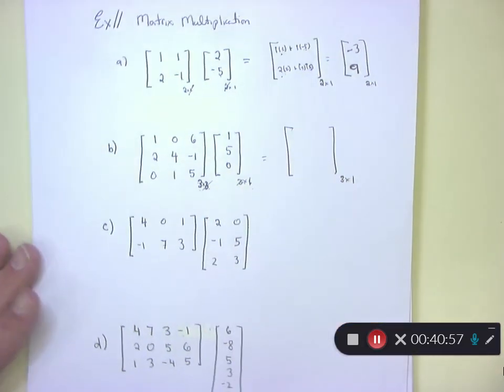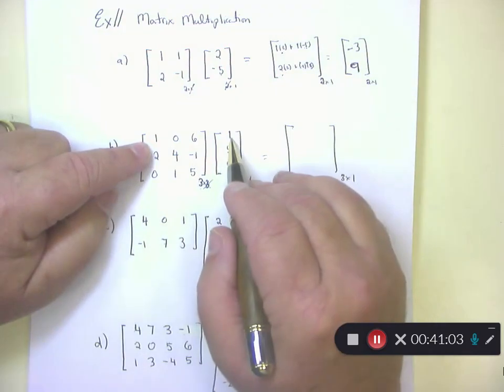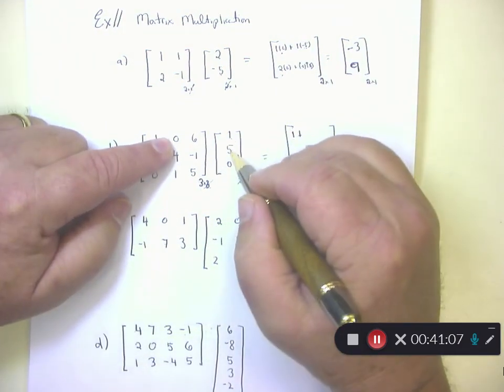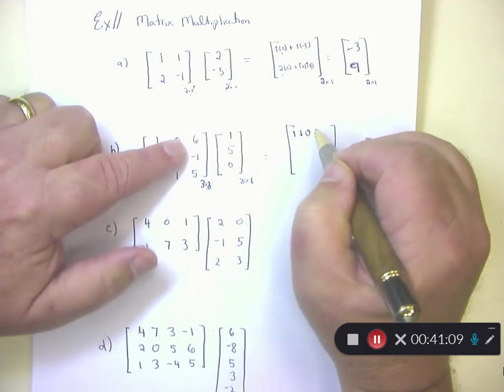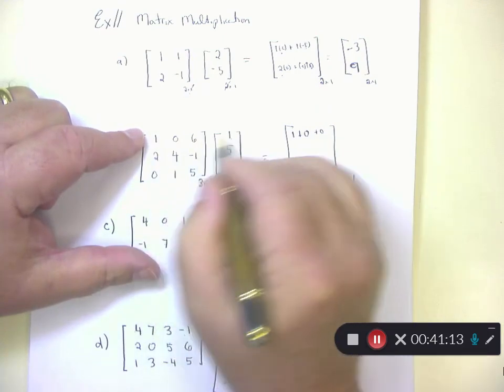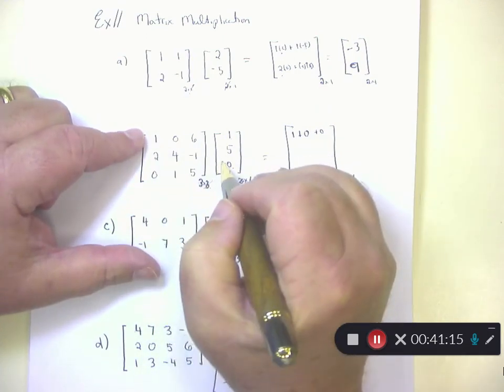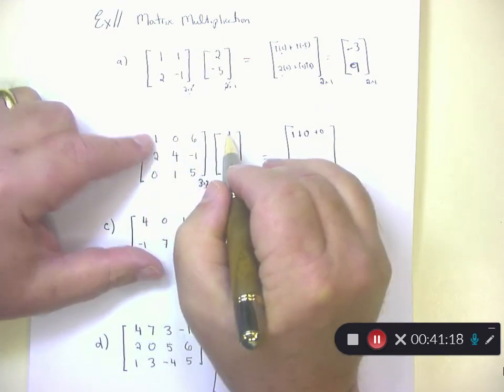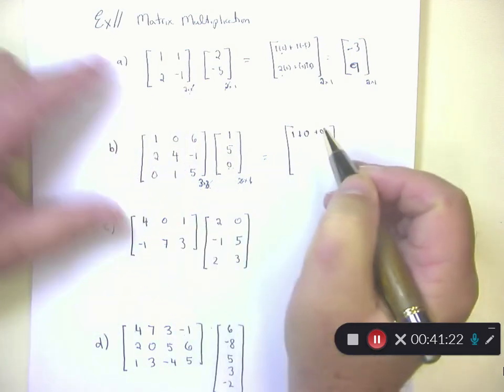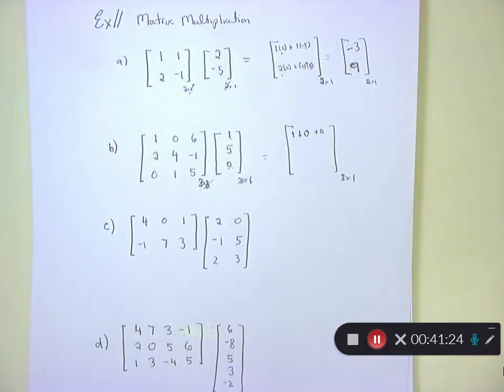So here we go. Row times column and add them up. Now I'm going to do part of this in my head, so follow along. 1 times 1, what's that? 1. Plus 0 times 5, 0. Plus 6 times 0. Row by column, row, column. This is how you multiply matrices. First component, second component, third component, and then you add them up. We'll go back and add it up in a second.